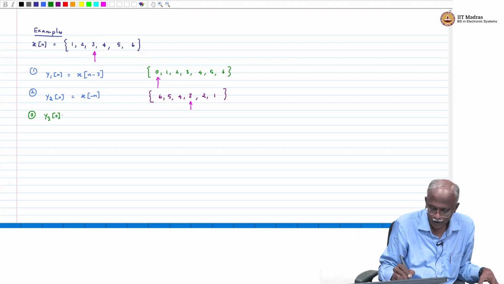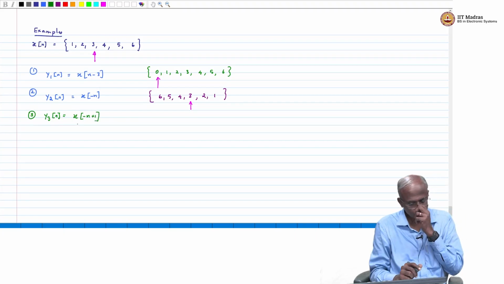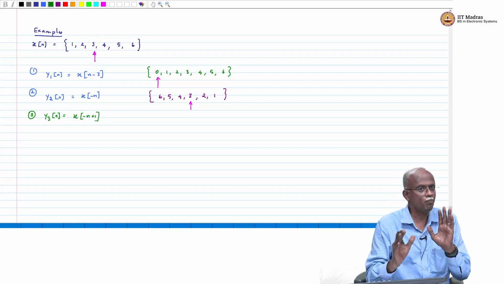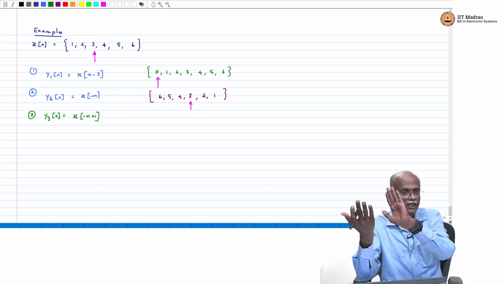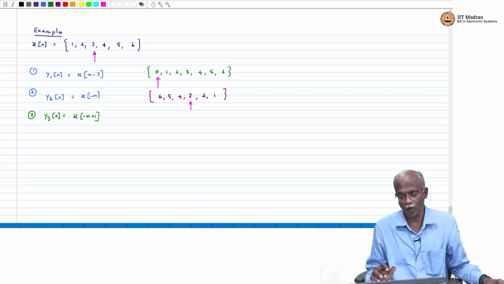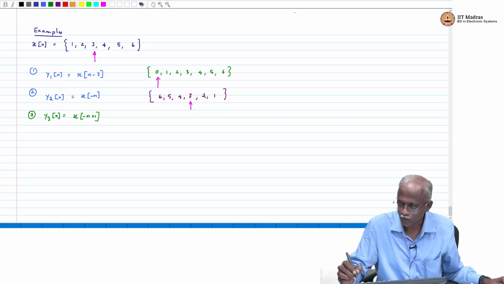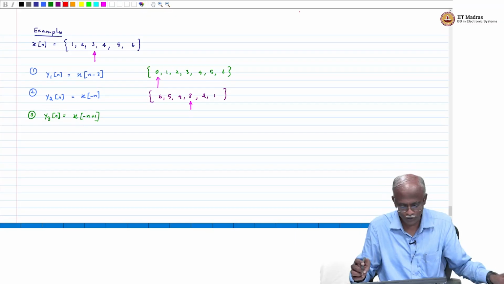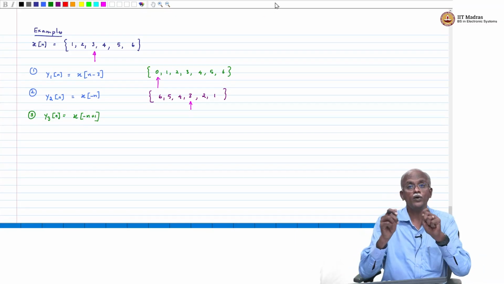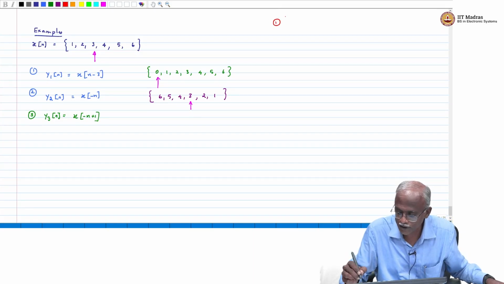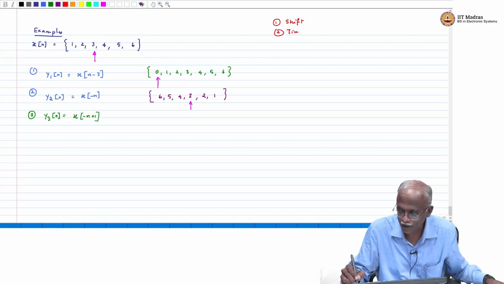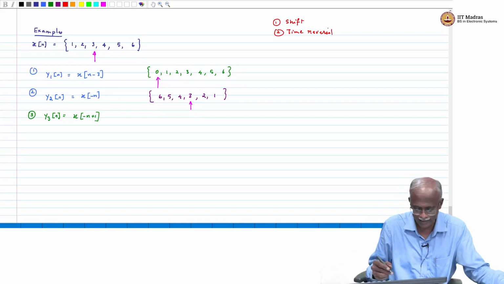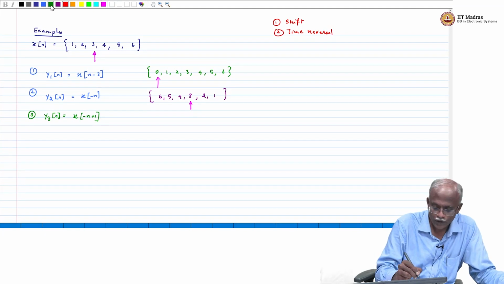y3 of n is equal to x of minus n plus 1. There are 2 operations, remember, it's a compound operation. There is a shift operation, there is also a time reversal operation. So, here is just a guide for you to do. When you have compound operations, the sequence in which you should do them is: always do the shift first and then do the time reversal. If you have only these 2 operations, the sequence should always be in this order. It just helps you to do that. So let us do that.